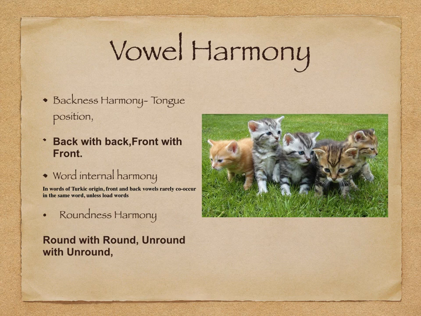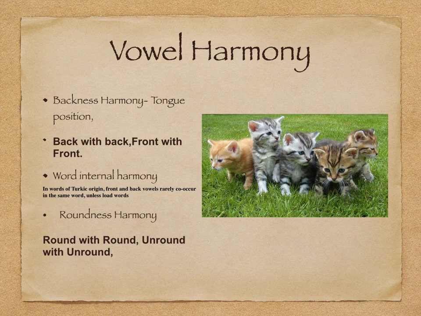So this is a loan word. Uyghur words also have internal harmony. When you see a word with strict internal harmony, most of the time it must be of Turkic origin. And roundness harmony: round with round, unround with unround. This is about the vowels. So rounded vowels with rounded vowels, unrounded with unrounded.